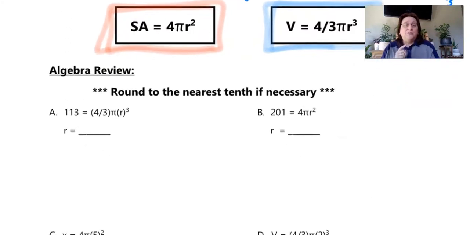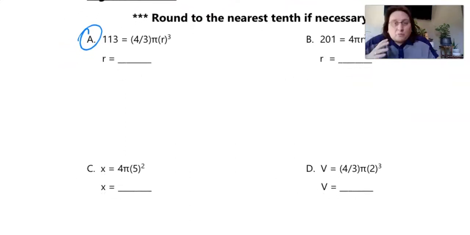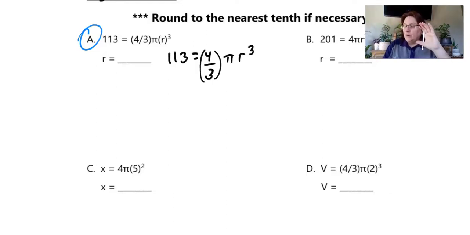All right, so let me help you guys, though. I want to do a problem with you on the algebra review. I'm going to do letter A with you right here. If you notice, and I'm going to highlight it, there's an r cubed right there. That's what we are trying to find. We're trying to find r, so we need to work backwards. Let me rewrite it the correct way. There we go. 113 equals, and then I have 4/3, and I'm going to put that in parentheses, pi r cubed.